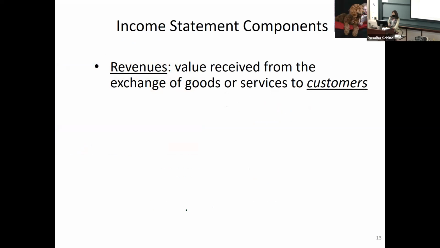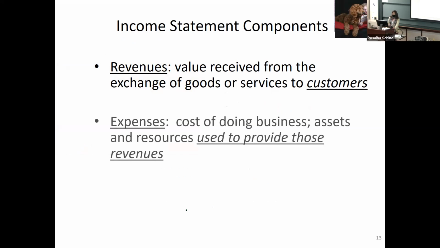So revenue is the exchange of goods or services to a customer. And remember, you cannot book the revenue until you actually have provided the service or exchanged the goods. So you couldn't book the revenue just because on average, you sell $60 worth of apples every day. Unless you actually sold that day the $60 worth of apples, you cannot book the revenue because you'd be commingling budgets and actuals. Expenses are the cost of doing business.